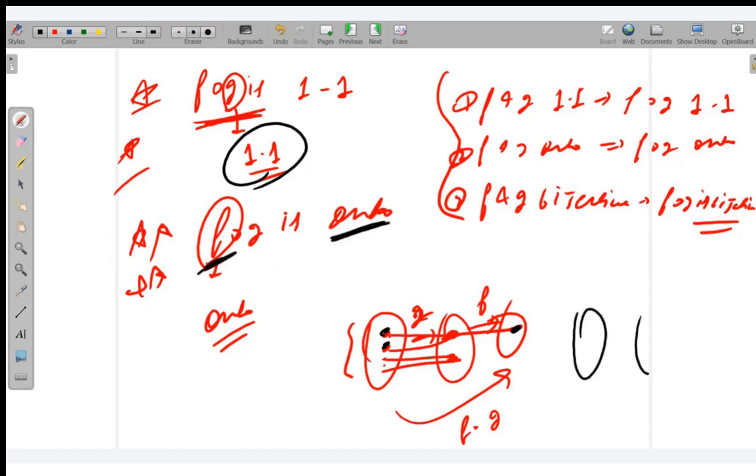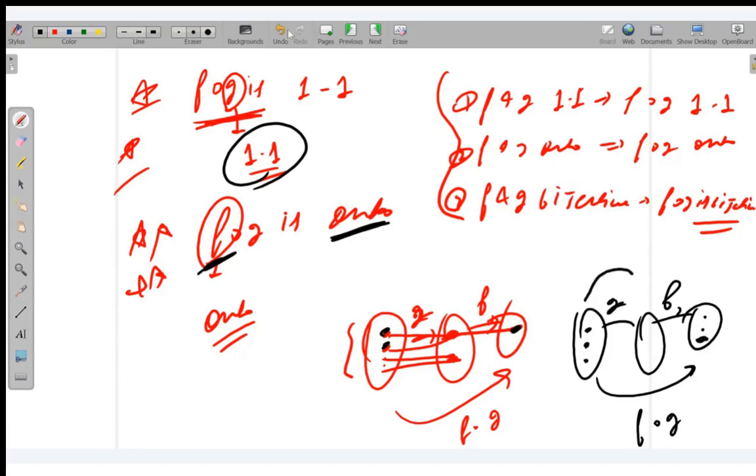Why must F be onto? For example, see this. This is G, this is F, and this is FOG. Now, if F is not onto, let's say this element is left blank, so there is no way that from here you can reach here. Okay, so from any of these three elements you can never reach here. Okay, so think about that. See, you can think like this.